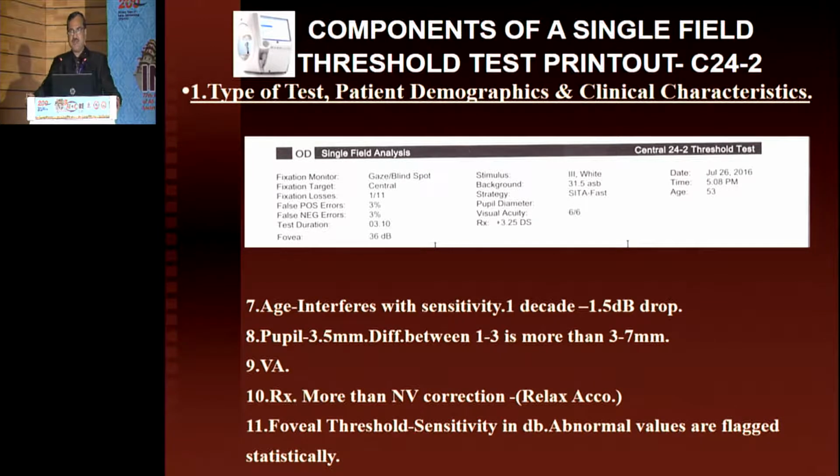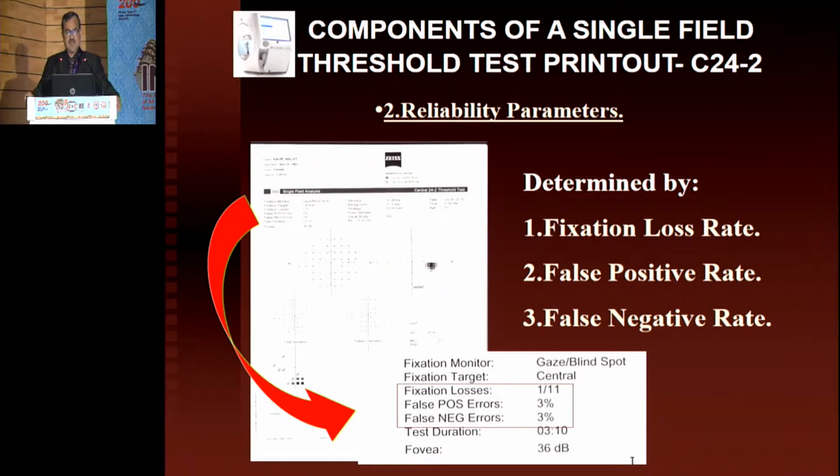Pupil size should be at least 3.5 millimeters for a correct assessment of visual field. It can be a little more dilated. You can adjust the lens, but generally you must avoid visual fields in a miotic pupil. The lens that you put in the holder should be slightly more, 0.5, that is to relax the accommodation. And the foveal threshold sensitivity in decibels should always be measured. Abnormal values are flagged statistically.